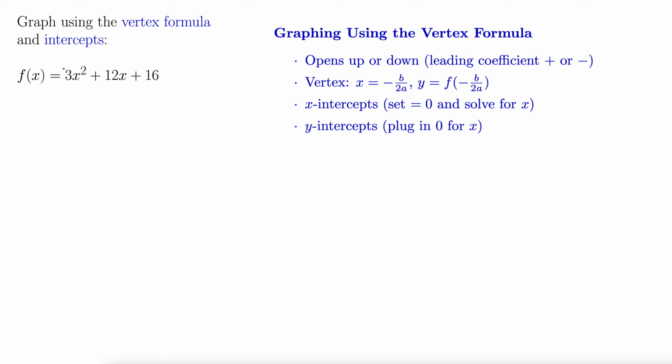So the first step here is, does it open up or down? Well, we have our a term here. A is greater than 0, so it opens up. That's good news. Next step, vertex. X equals negative b over 2a. So negative 12 over 2 times 3, negative 12 over 6, negative 2.